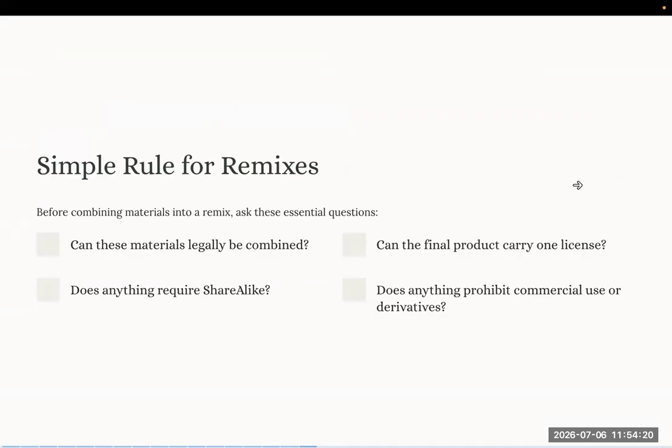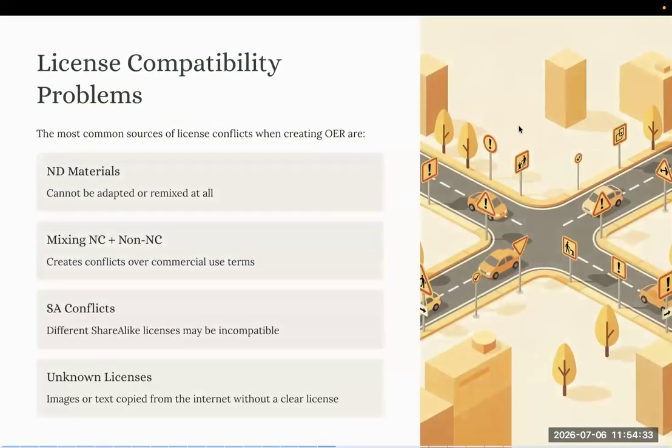Simple rules for remixing. Can these materials legally be combined? Does anything require share alike? Can the final product carry one license, or do you have to have multiple licenses? Does anything prohibit commercial use or derivatives? License compatibility. This is where it gets really, really confusing and people often just want to cry and stick their head in a wood chipper.